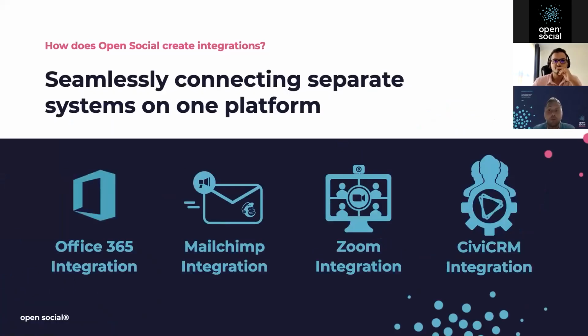So we offer many organizations and communities the possibility to integrate different systems. We already have integration with Office 365, MailChimp, Zoom, and many others that I will explain to you in a few minutes. But why are integrations so important? Why do we think that's a necessity and the direction we want to go with OpenSocial, with our solutions?